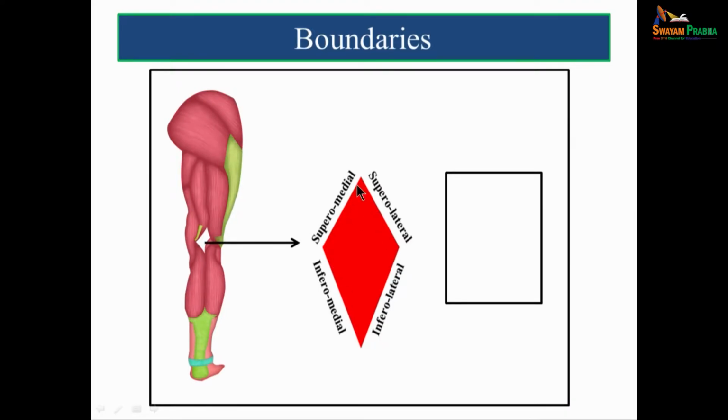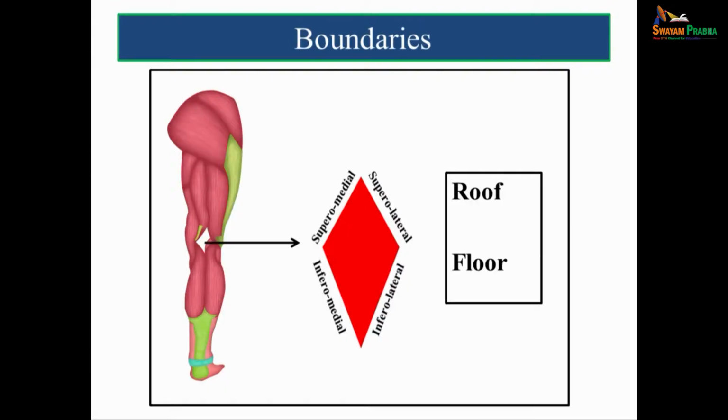Here we have four borders, four corners: the superior-medial border, superior-lateral border, inferior-medial border, and inferior-lateral border. Apart from that, there is a roof and a floor. So, the boundaries of the popliteal fossa include the superior-medial border, superior-lateral border, inferior-medial border, inferior-lateral border, and a roof and a floor.